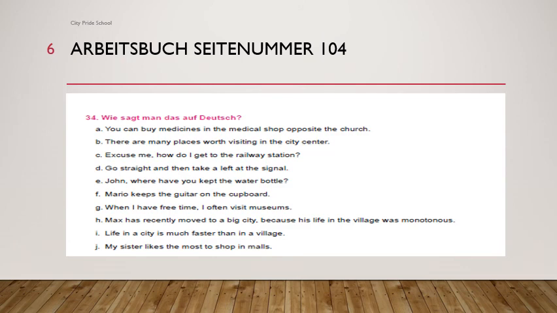In case of because, the verb goes at the end, so war will be at the end of the sentence. Life in a city is much faster than in a village. So much faster than, that means the comparative degree should be used. My sister likes to shop most in the mall. Shop is einkaufen here, used as a verb. You convert these sentences into German, and we will discuss the same in our live class.